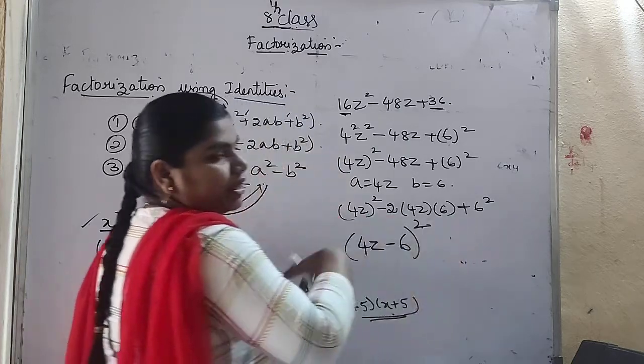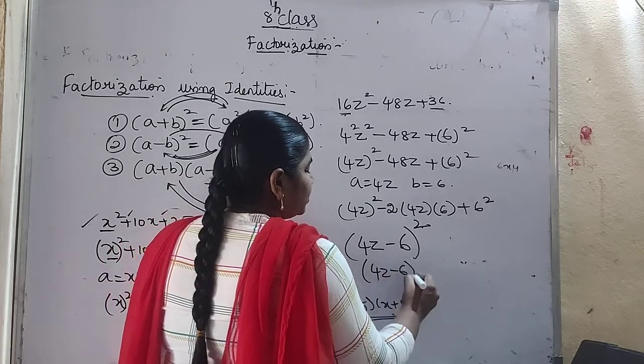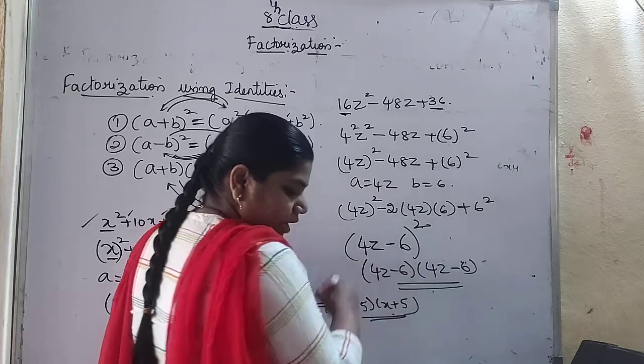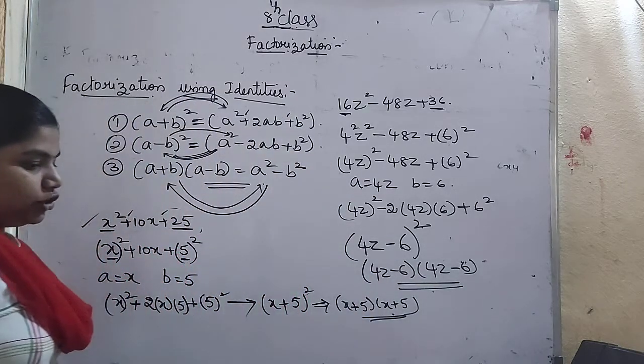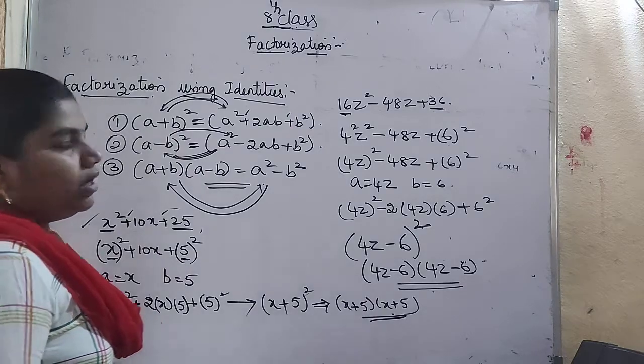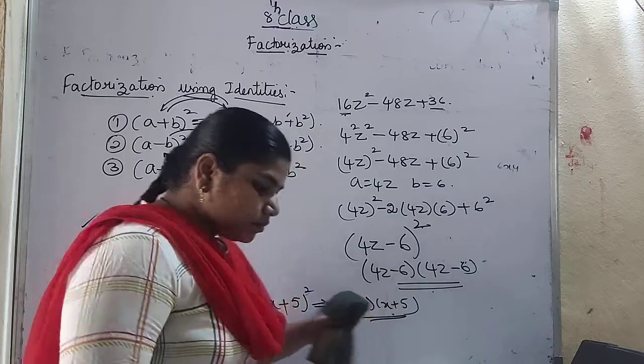Square is nothing but we can write the term two times, that is 4z minus 6 into 4z minus 6. So these are the factors for the given expression. Okay, so these are the factors for the given expression. So this is our second example.